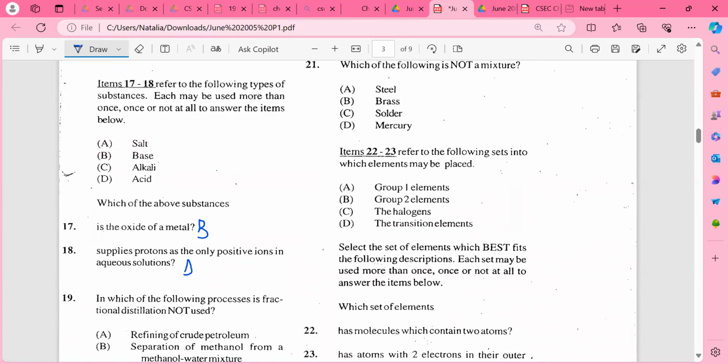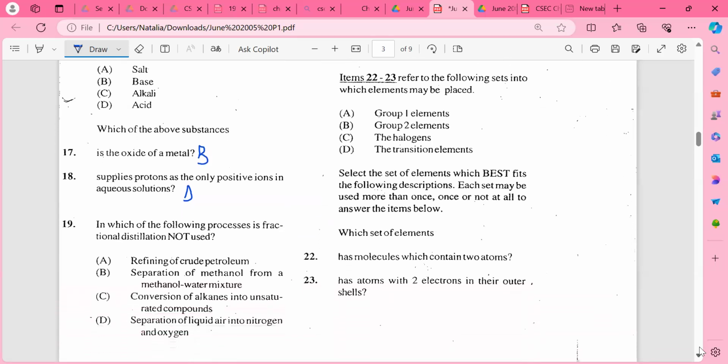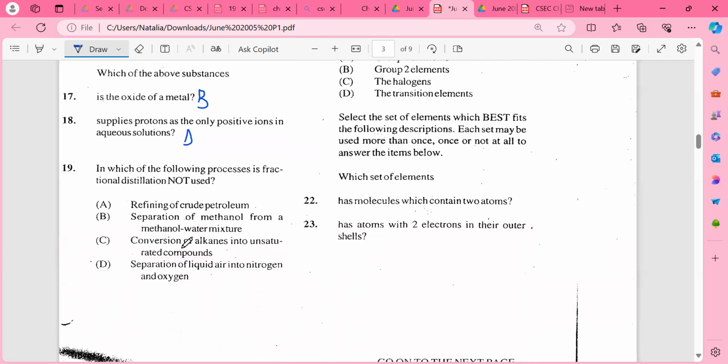In which of the following is the process fractional distillation not used? So fractional distillation is not used when we are converting from an alkane into an unsaturated compound. This is cracking. For all the other processes, we use fractional distillation.